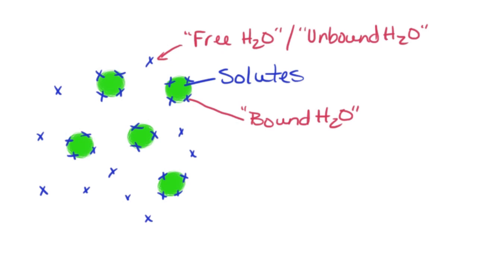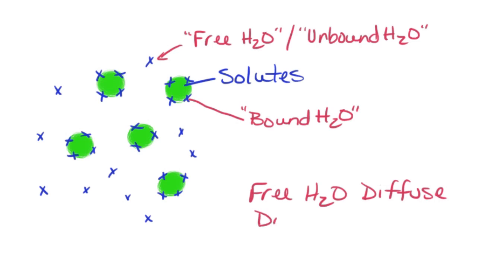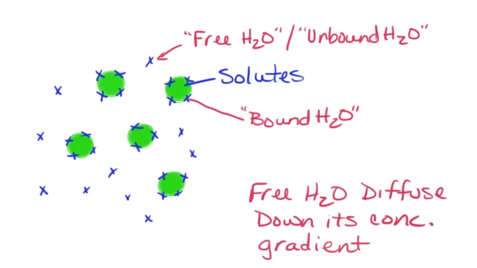And when we start talking about osmosis, it's really important to understand that there are two different populations of water, because it is going to be the free water that actually does the diffusing. So the free water is going to diffuse down its concentration gradient. There will be a lot of water in the solution, but just the free water is going to be involved in this diffusion process. So let's look at an example.